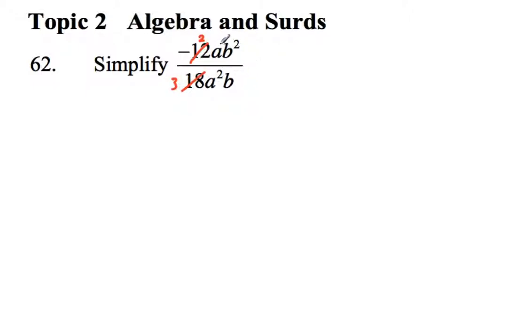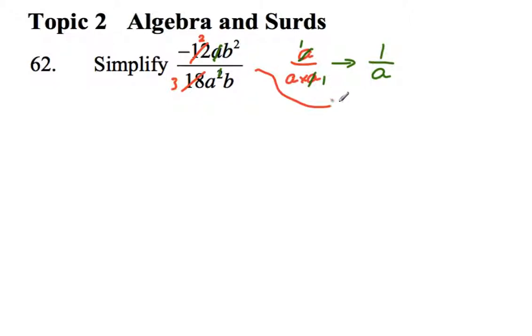Now here we've got an a on the top and an a squared on the bottom. If we think about that separately, we've got an a on the top and an a times a on the bottom. So if we did a bit of cancelling there, a could divide into the bottom once and into the top once. That would leave us with 1 over a as far as the a's are concerned. So that a on the top cancels out with the squared, effectively just leaving an a on the bottom.